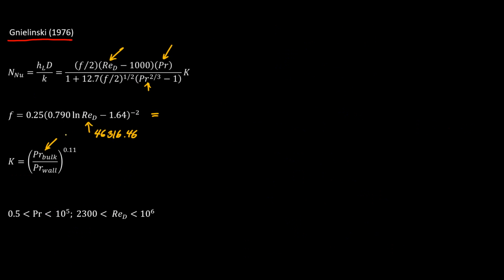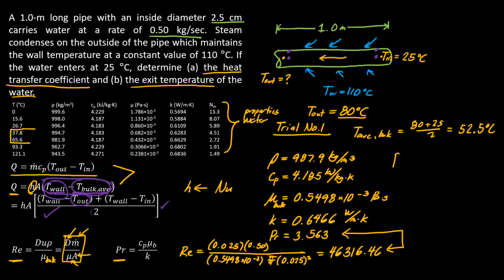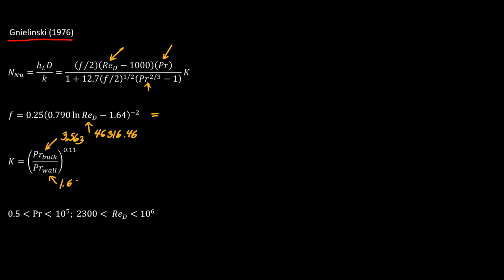This one, Prandtl 3.563. And I forgot something, and that is Prandtl's number at the wall. So the wall temperature is 110, and you need to interpolate here because 100 is in between this value and here. So you do the interpolation and let's see what Prandtl number we will obtain. 1.6577. Okay, so kindly compute for the value of F and K.